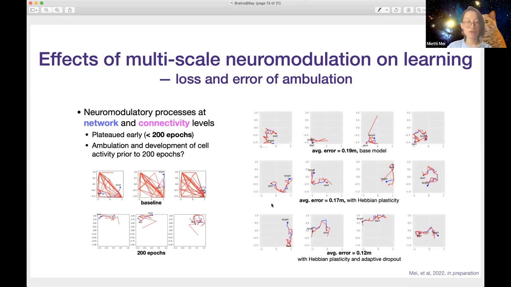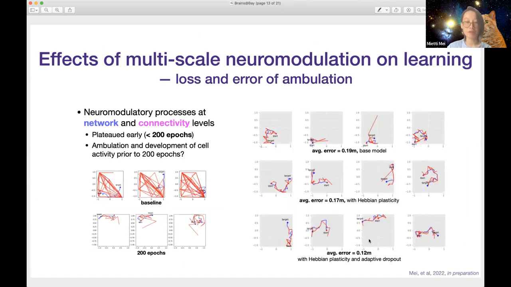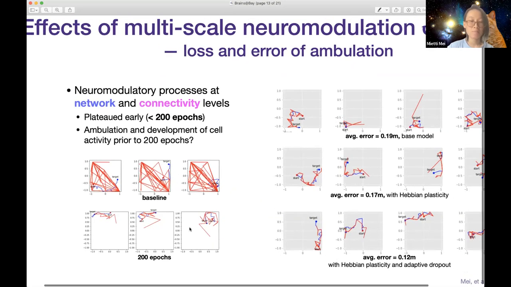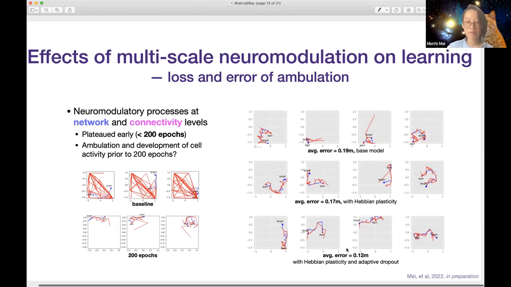After that, we wanted to understand what's actually occurring during the first 200 epochs, because we have seen rapid learning at the beginning of training, and we wanted to understand what's happening from a neuronal point of view. The first thing we have observed is that at the baseline, there's pretty much a random trajectory. At 200 epochs, compared with the baseline, there's already a big improvement looking at the ambulatory track, and this is what we have seen at around 200 epochs in different models.